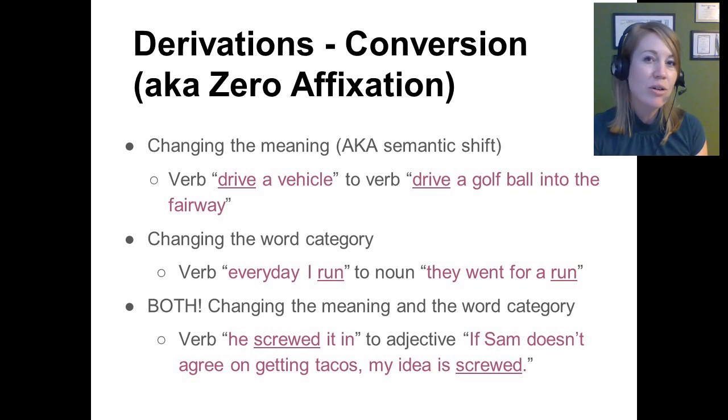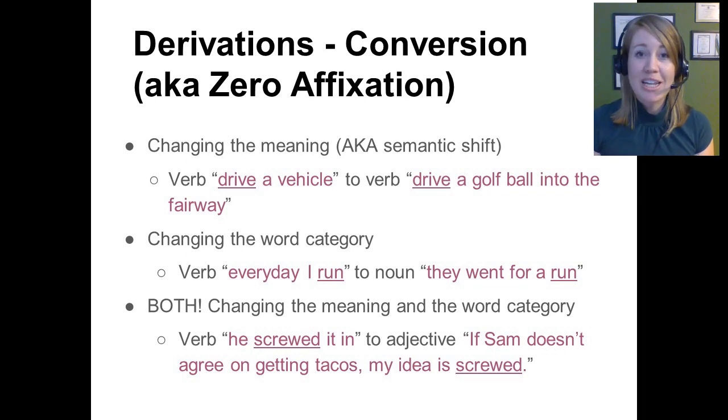To drive a vehicle, drive in that sense has a different meaning and a different definition than drive in terms of what it means to drive a golf ball, right? So this is called zero affixation. This is called conversion. We took an existing English word and we now can use it as a verb in a different way to mean a different type of verb, okay? So we can change the meaning.